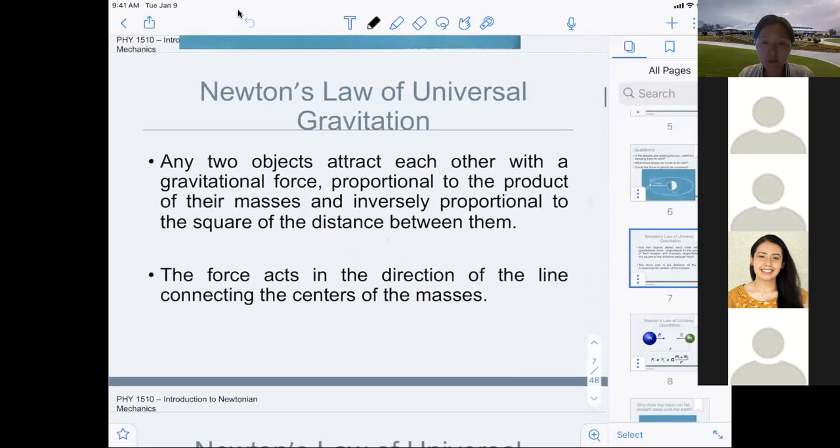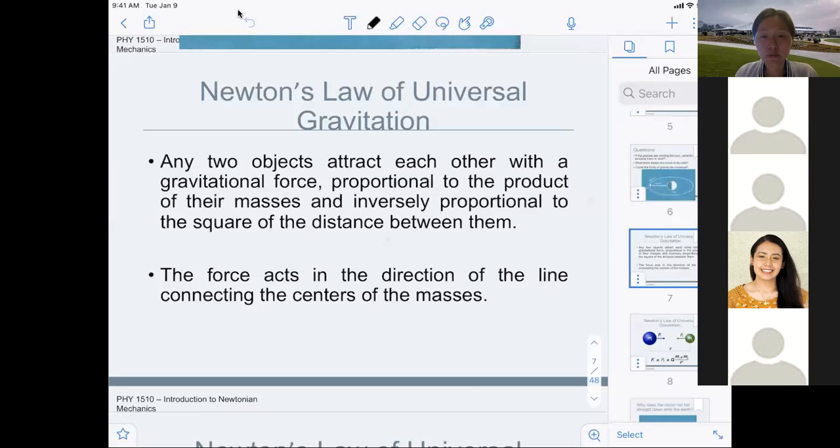So what does Newton's law of universal gravitation tell us? It says any two objects attract each other with a gravitational force. So any objects with a mass. There are forces between you and the Earth. There are forces between you and your table, because any objects have masses. There are forces between you and another human being because you have masses. There are forces between your phone and your laptop because they have masses. There are attractions between any objects that have mass.